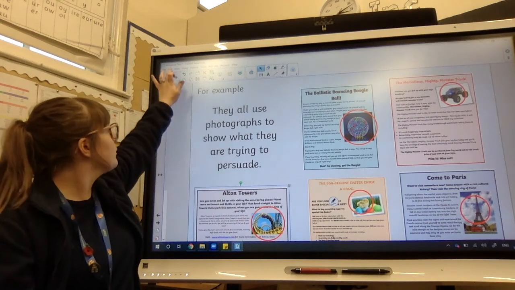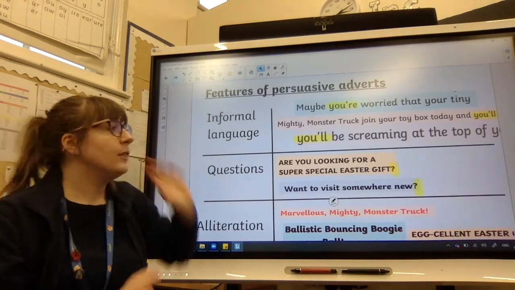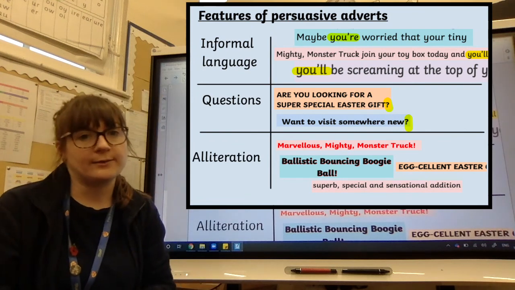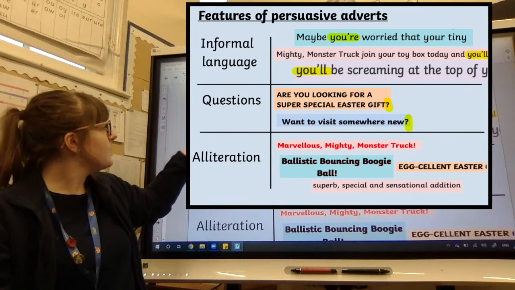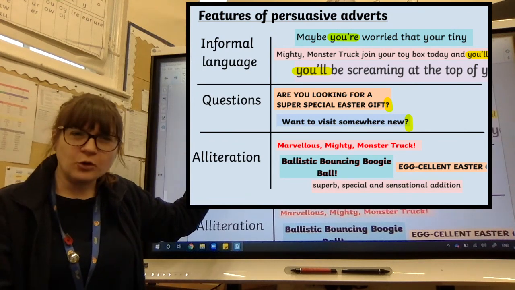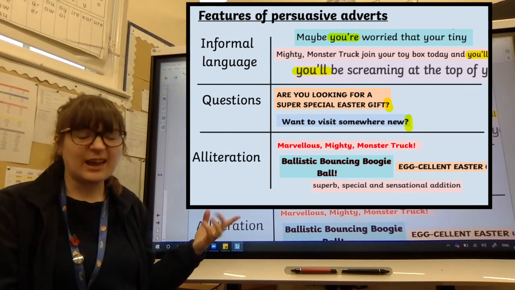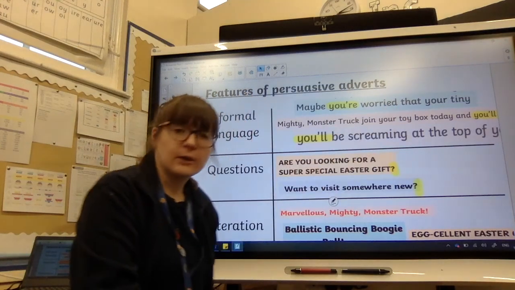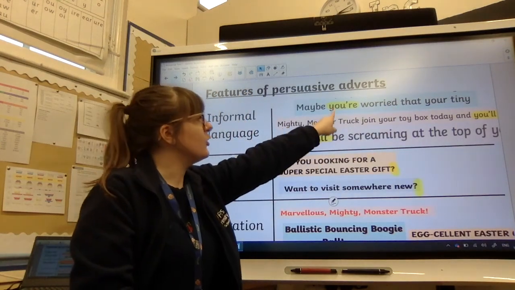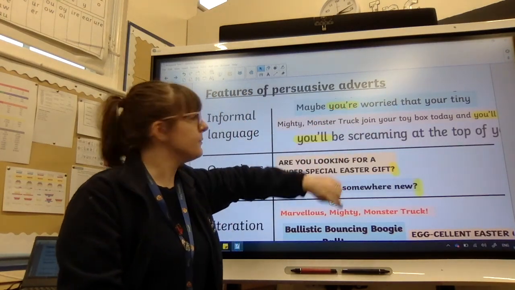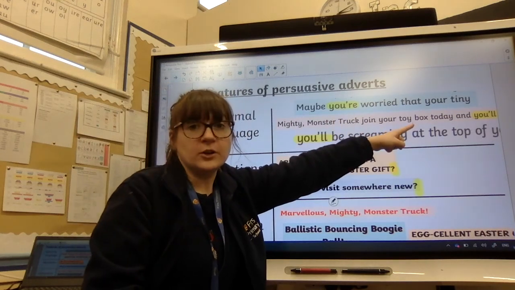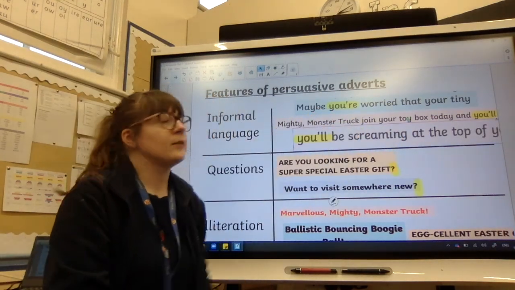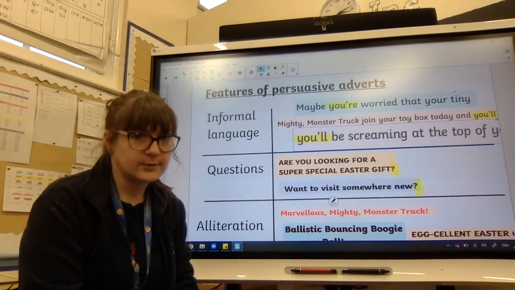So let's go through the things that you might have found. These are the features of a persuasive advert. The first thing that you might have found was informal language. That sounds a bit more posh than it is, but all it is, is you might have seen them using contractions. So instead of saying you will, they've shortened it to you'll. You'll notice that they use a lot of them throughout the advert.